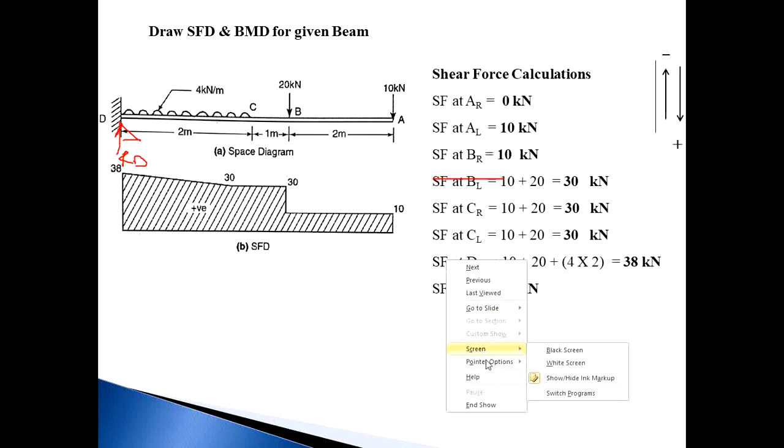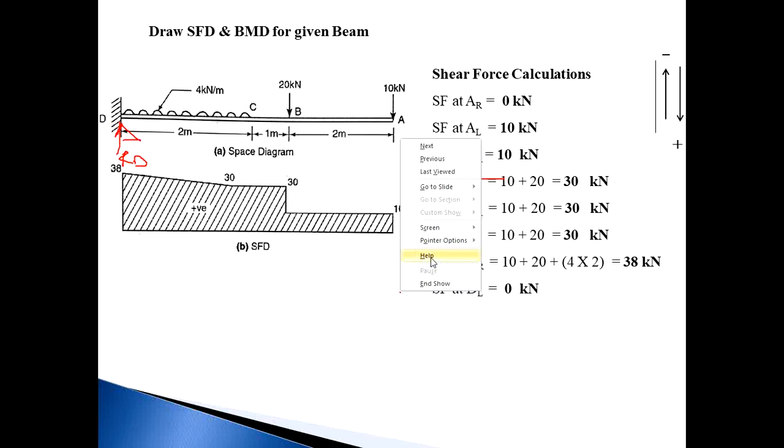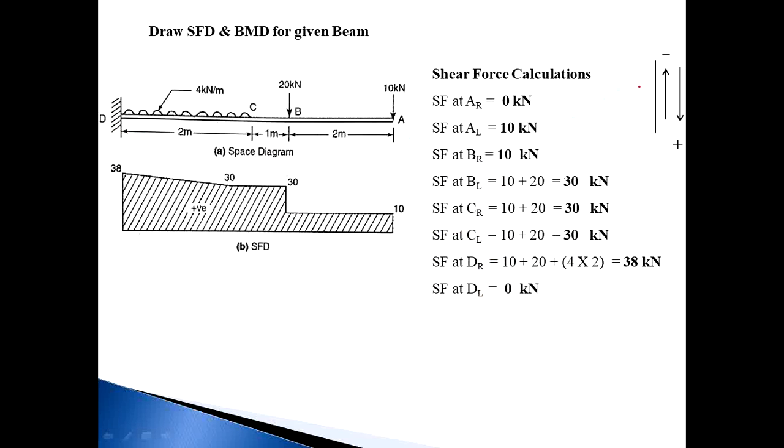We calculate shear force. Once again, first assume sign conventions: right side upward force minus, downward force plus. At AR, mark a section at A right side, no forces on the right side of the section, so it becomes 0. Then AL, number of forces 1, that is 10 kilonewton going in a downward direction. Downward direction will be plus, so plus 10 kilonewton. Then BR, number of forces on the right side is 1, that is 10 kilonewton downward, so it becomes plus 10 kilonewton. Then BL, number of forces on the right side of the section is now 2, that is 10 and 20. Both forces are going in a downward direction, so it will be positive. So 10 plus 20 is equal to plus 30.